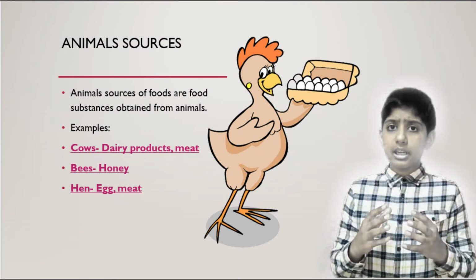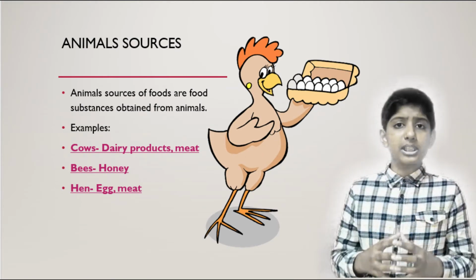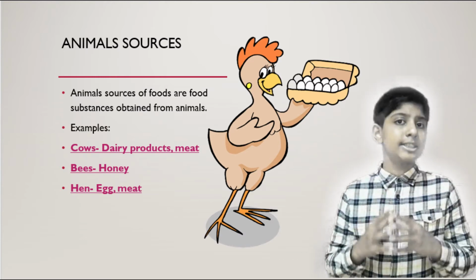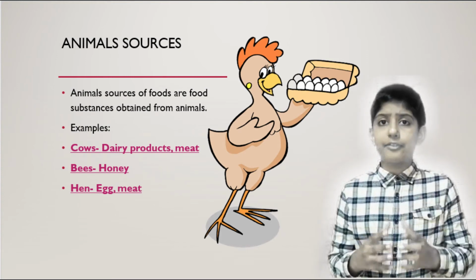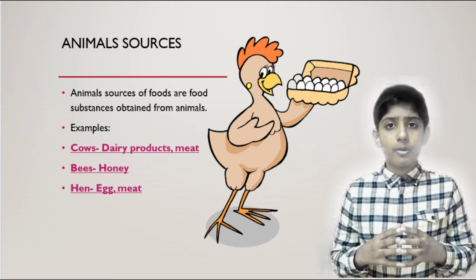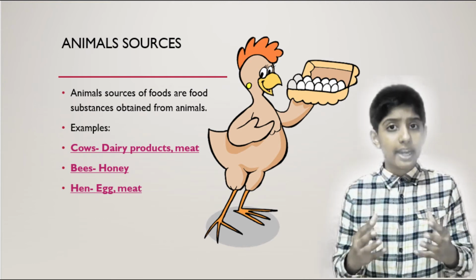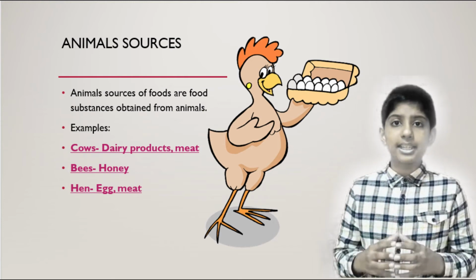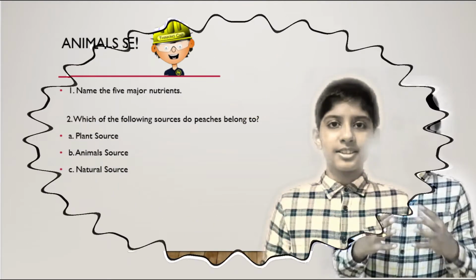Now let us learn about animal sources of food. Animal sources of food are food substances that are obtained from animals themselves. For example, milk and beef that is obtained from cow, egg and chicken that is obtained from hen, and the honey that is obtained from bees, as well as milk and mutton obtained from goats.